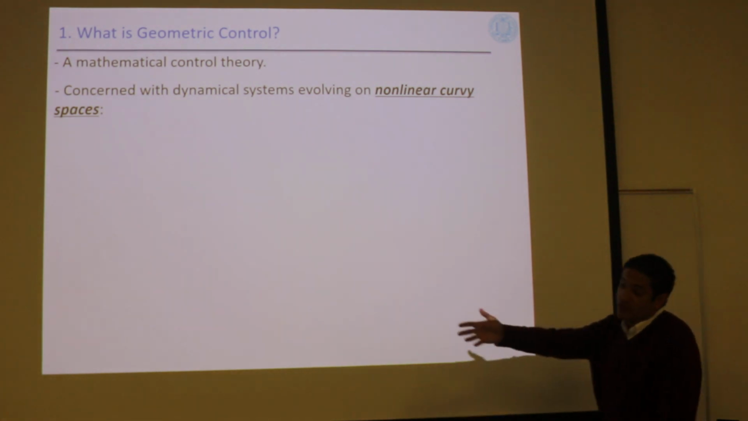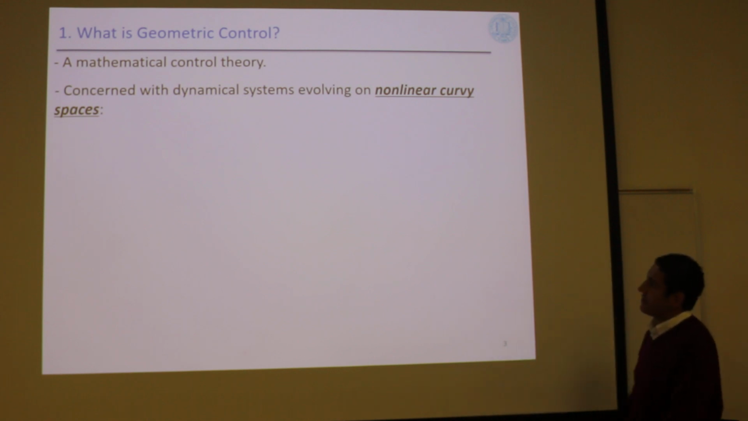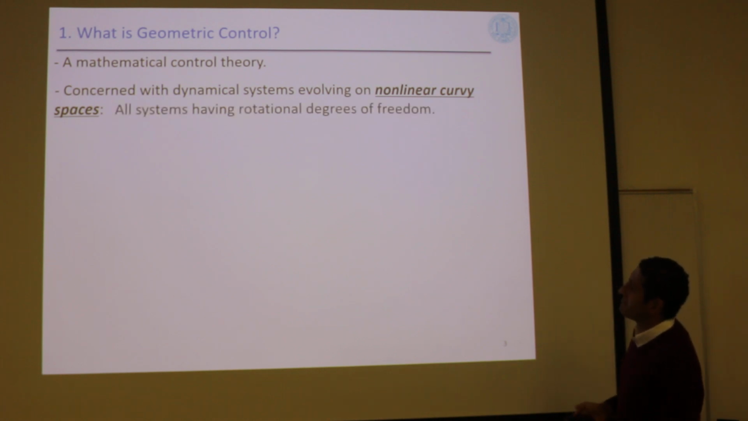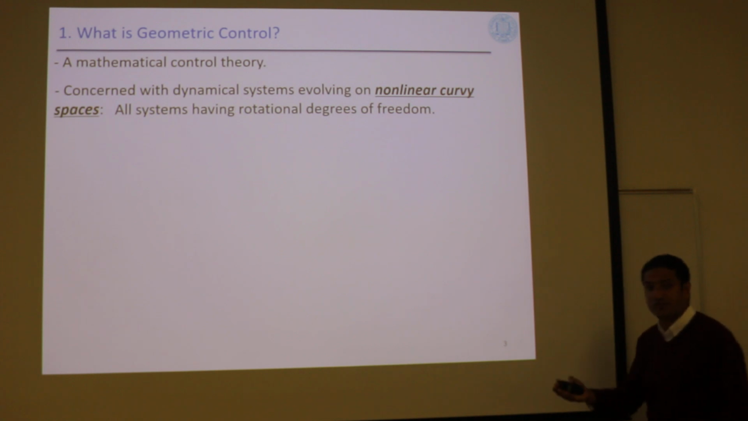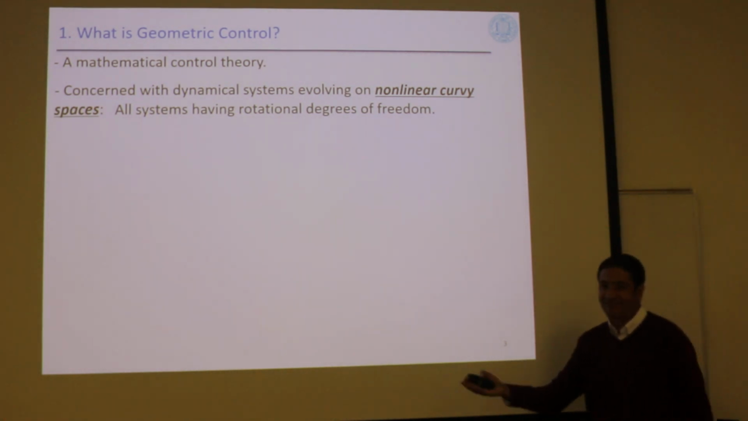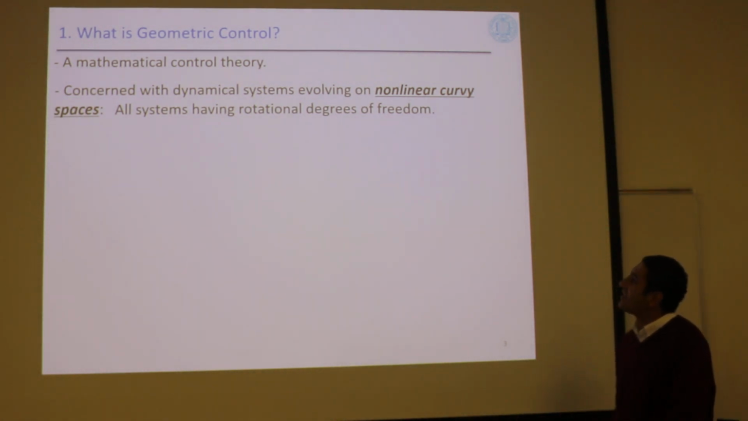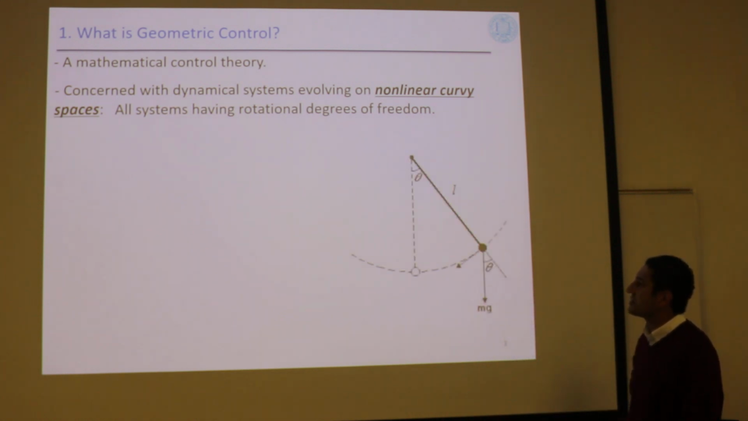Some systems don't evolve on a flat space, x, y, z. They evolve on curvy spaces. And what do you mean by curvy spaces? If you have any system that has rotational degrees of freedom, which almost all systems in mechanics have, they will evolve on curvy spaces. What do you mean by that? Let's consider the simplest ever system. This is the pendulum, right?